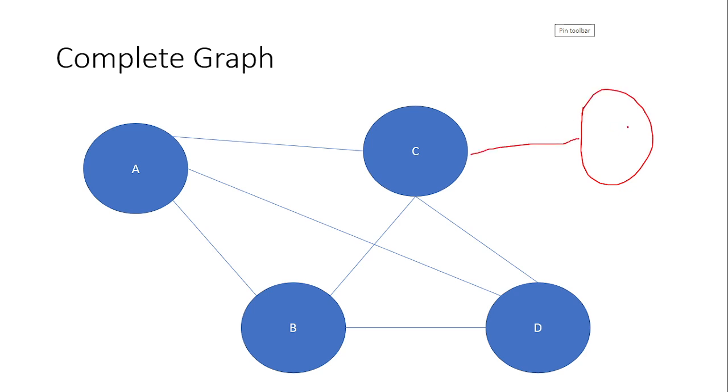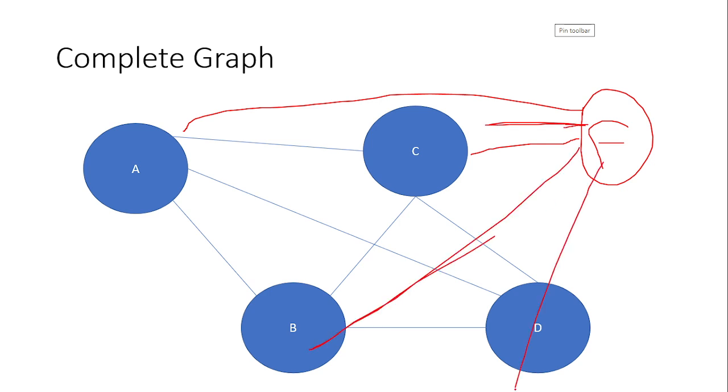If it comes to here, one more node is in here. Now F, this is the node F. Now is this a complete graph? No, this is not a complete graph. To be a complete graph, what should you do? You should connect F with A, F with C. Now it's connected. F with B, F with D. You have to connect each and every one. Then only it's a complete graph.